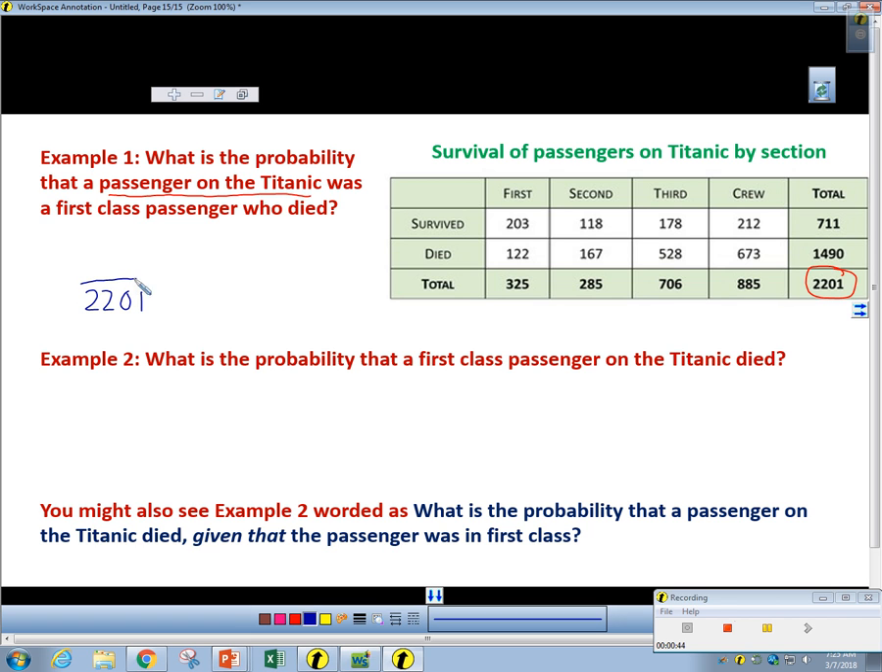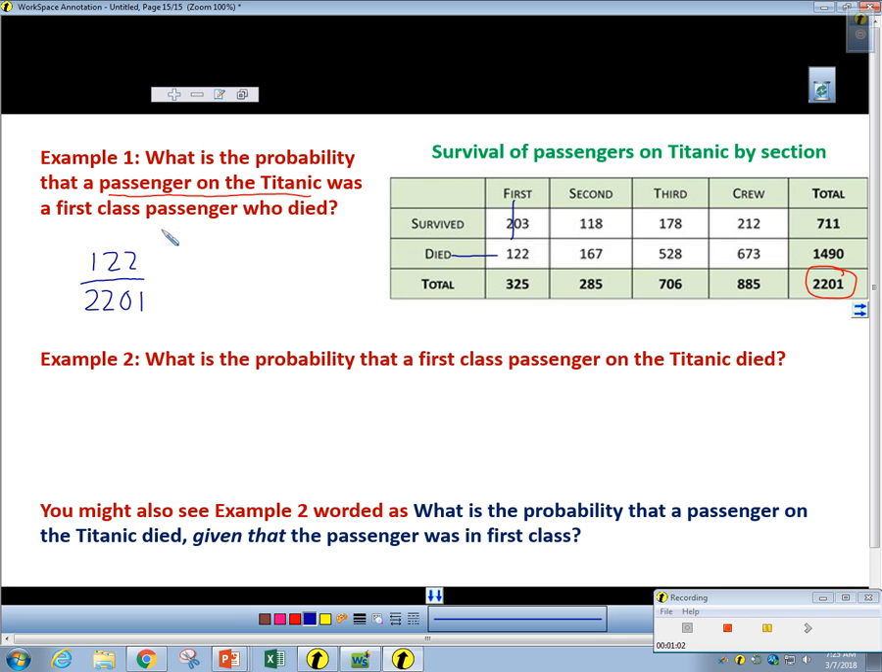And then the second part says, was a first-class passenger who died. So we're going to go to our table and look at first-class passengers, and look at how many of them died. Well, that's 122 first-class passengers died. So that's going to be our top number. So we have 122 over 2201.